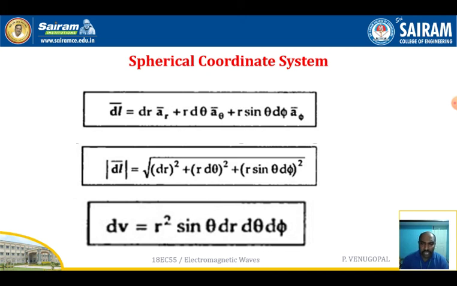And the differential volume, that is dv, is equal to dr into r d theta into r sin theta d phi. So the product of all three components is nothing but r square sin theta dr d theta d phi.